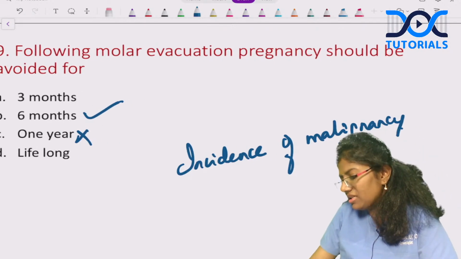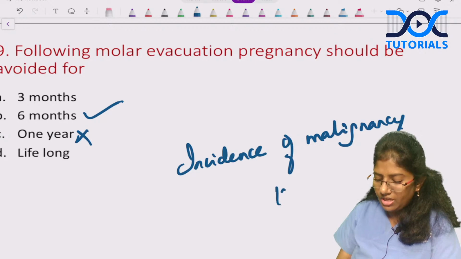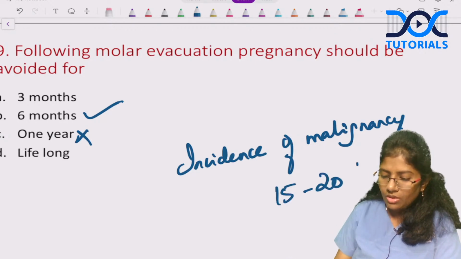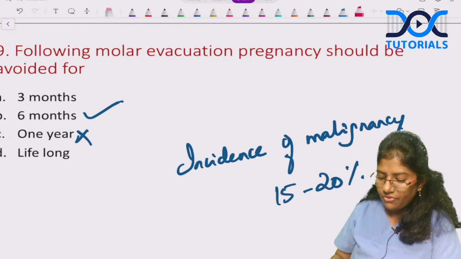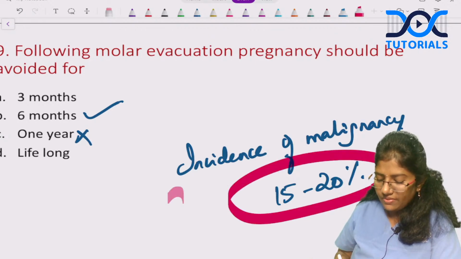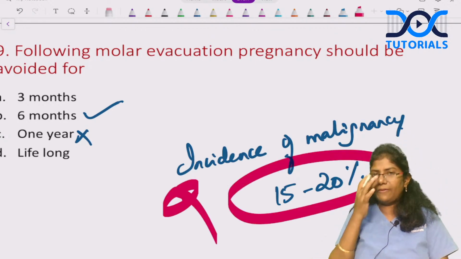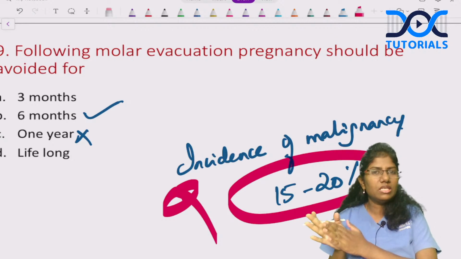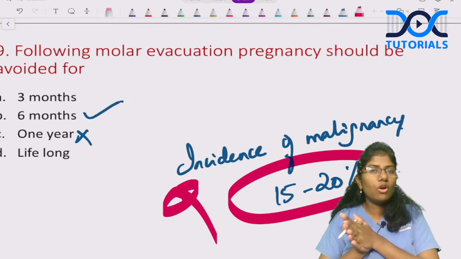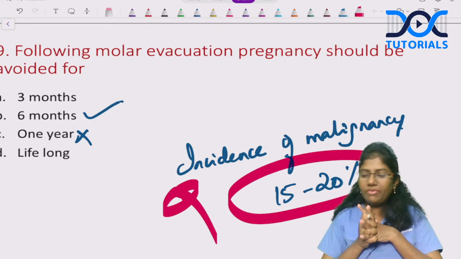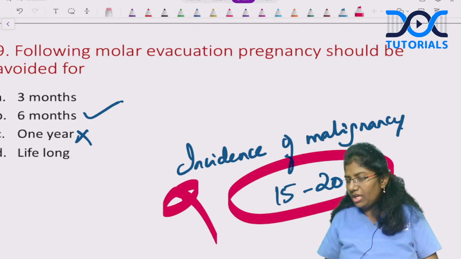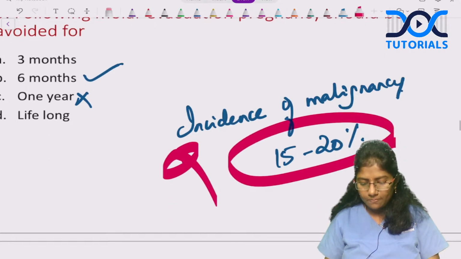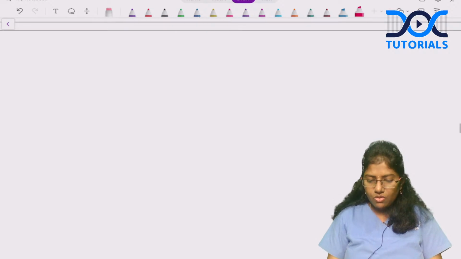Excellent answer, Vicky and HN. 15 to 20% is the correct answer. So, 15 to 20% is the incidence of malignancy with complete mole. With partial mole, malignancy is very rare. Malignancy is quite common with complete mole, around 15 to 20%. Very good answer, Jyotsna, Vicky and HN. Okay, so let us stop.